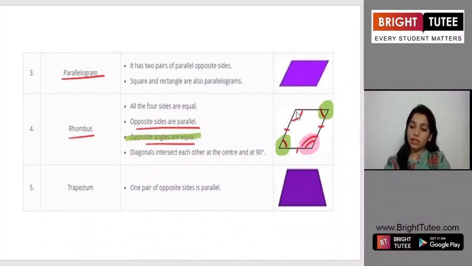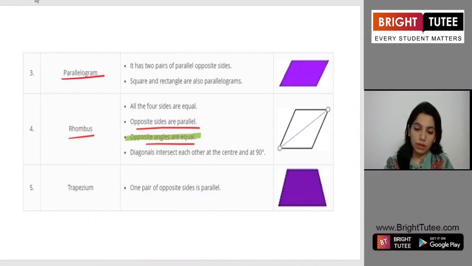Now what comes next is even more important. Look at this very carefully. Diagonals intersect each other at the center and at 90 degrees. In order to show you this, let me just use some lines here. Okay, so this is one of the lines. So here we have got two diagonals.